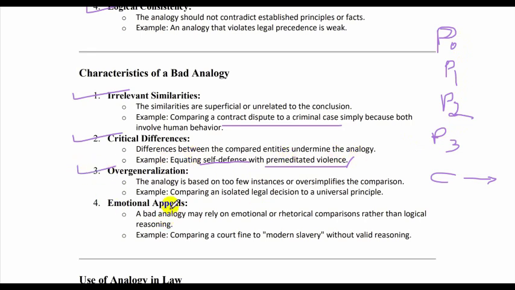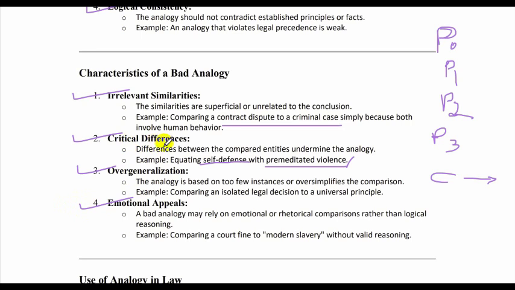Next, overgeneralization. The analogy is based on too few instances or oversimplifies the comparison. Example, comparing an isolated legal decision to a universal principle. Emotional appeals. A bad analogy may rely on emotional or rhetorical comparisons rather than logical reasoning. Example, comparing a court fine to modern slavery without valid reasoning. So you cannot give no reason and use emotional appeals in our arguments or in our complaints. We have to avoid using emotional appeals and overgeneralization.